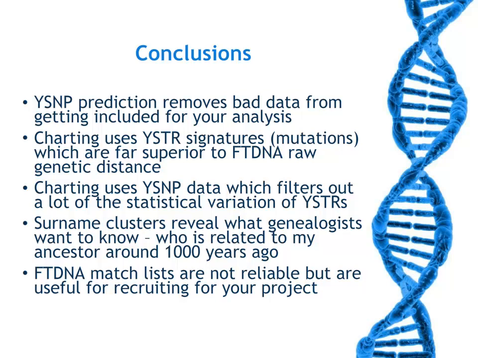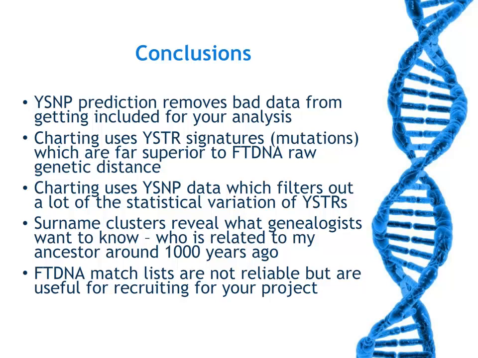So what kind of conclusion can we draw? First of all, YSNP prediction removes bad data from getting into your analysis. It also provides a very convenient and automated way to determine who belongs to your haplogroup and who doesn't. Charting using YSTR signatures is far superior to Family Tree DNA's raw genetic distance match reports. They're good for recruiting, but they're not good to show you how closely people are related, because they don't show you what you should be seeing, and charting does.